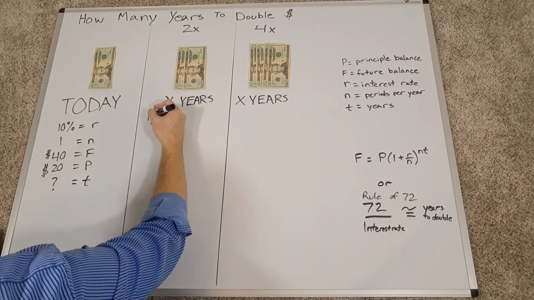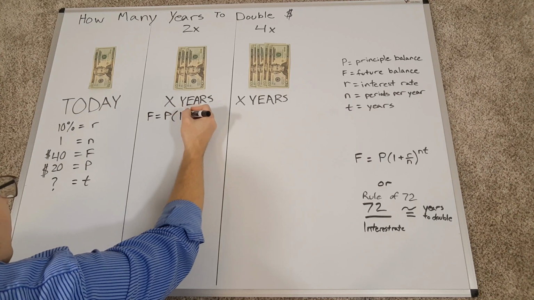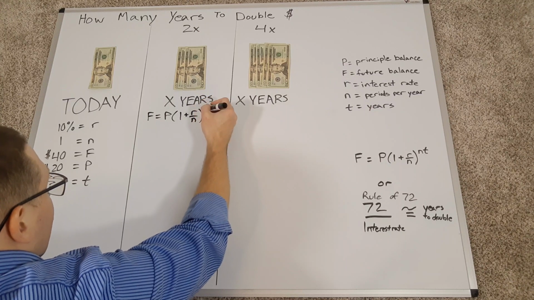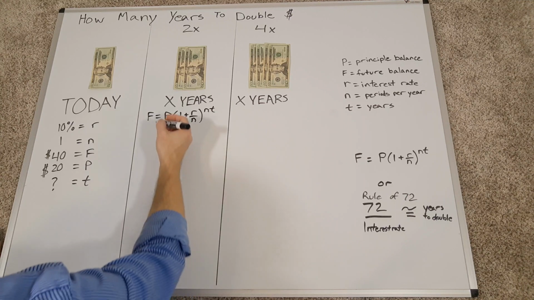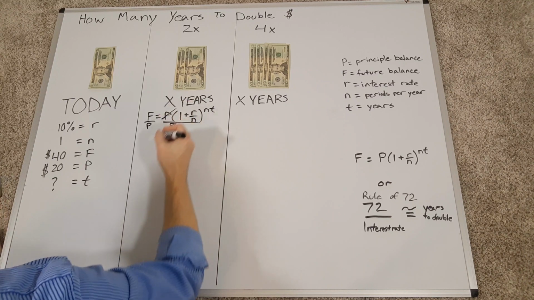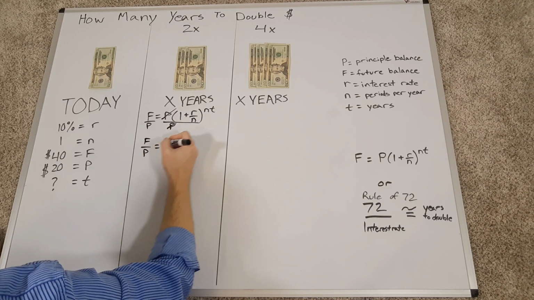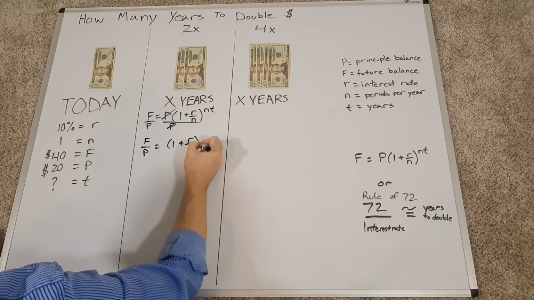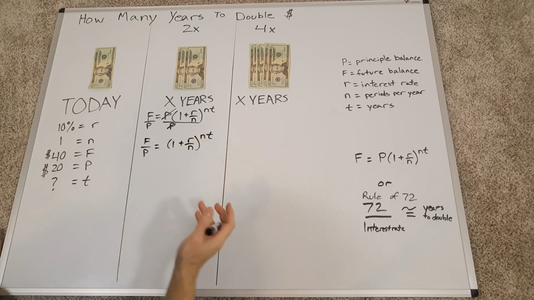So we have our F, our future value, is equal to our present value P times 1 plus your r divided by the number of periods n, to the nt. So we'll move the P over, divide both sides by P. Then we have F over P is equal to 1 plus your r divided by your n, raised to the nt. Now to get this down, you just need to take a log.